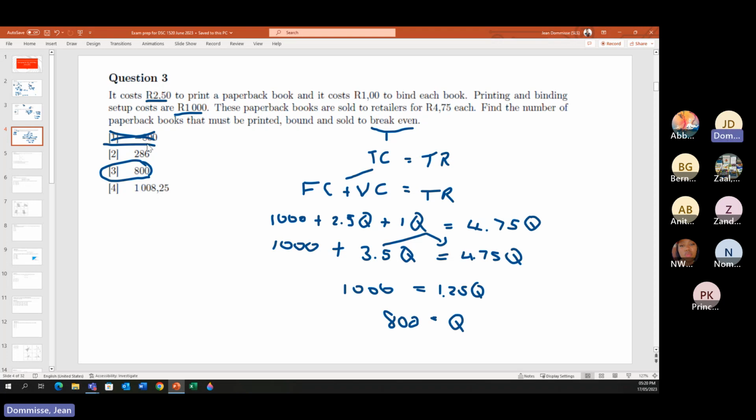So you could have nearly said, okay, let's eliminate the 800 or minus 800 because you can't produce a negative amount of books.